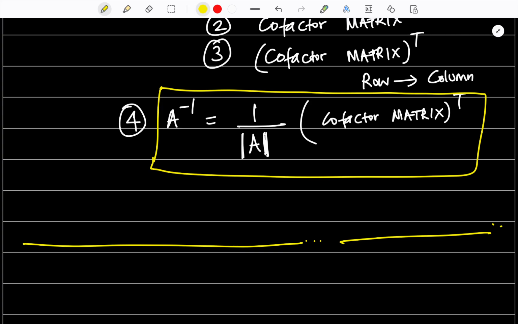In the next video, we will dive into the Gaussian elimination method, another powerful method for solving systems of linear equations.